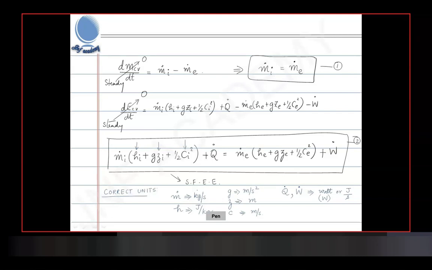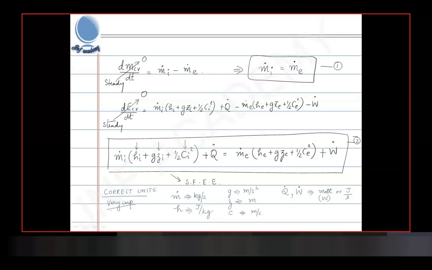Never use kilo for the steady flow energy equation. If you have kilowatt, convert it into watt. If you have a kilojoule per kg, convert it into joule per kg. That way you will not miss in the exam. A calculator is allowed for the GATE exam, so don't worry about the calculations. Always convert it into base units. So this is something very important.